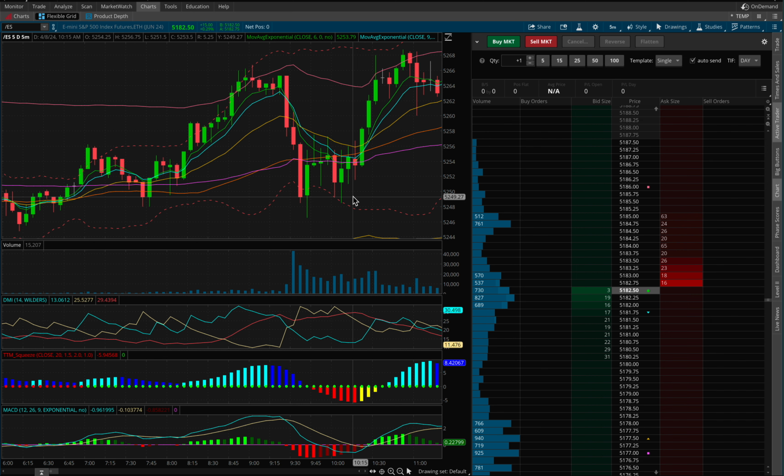Which would be $225. So if we'd taken these trades this morning, we'd be up 600 and some bucks already, and it's only 10 a.m. So that's kind of how that works.